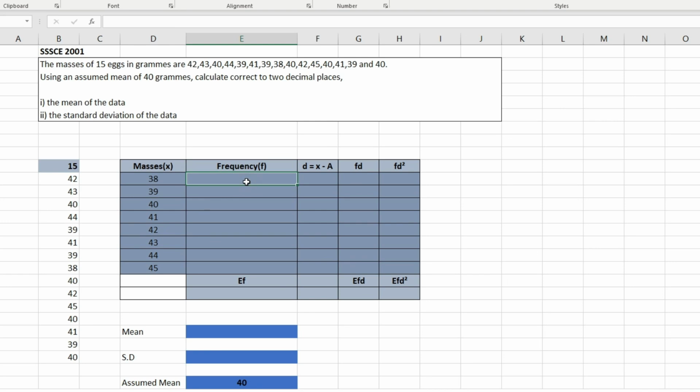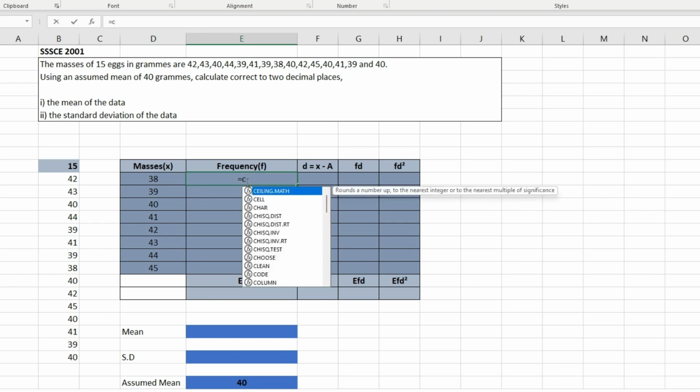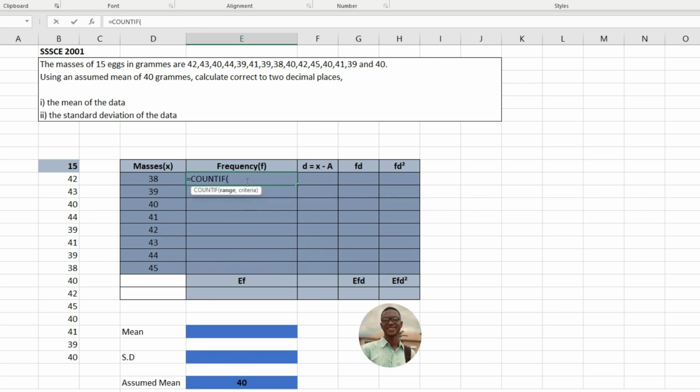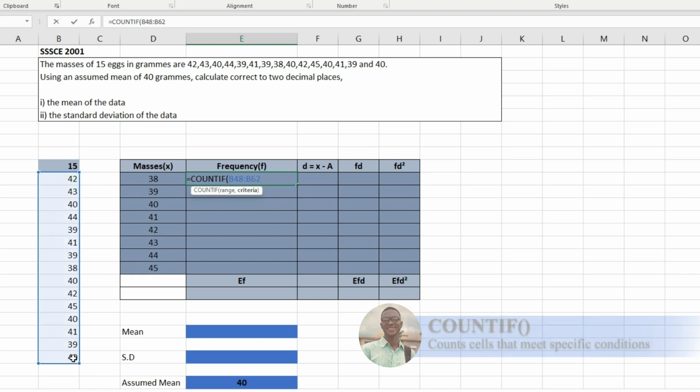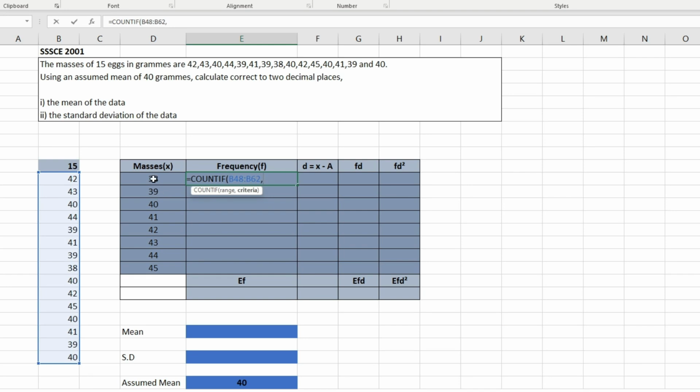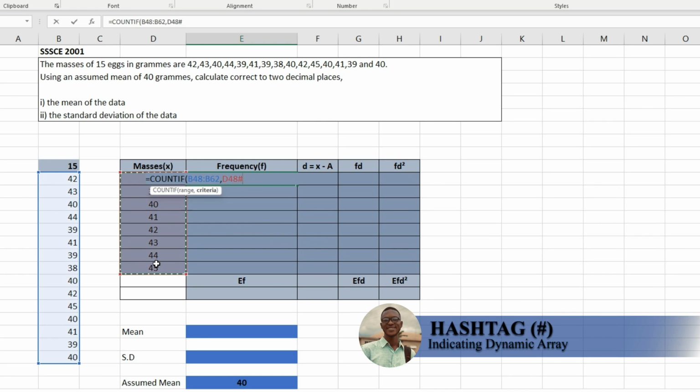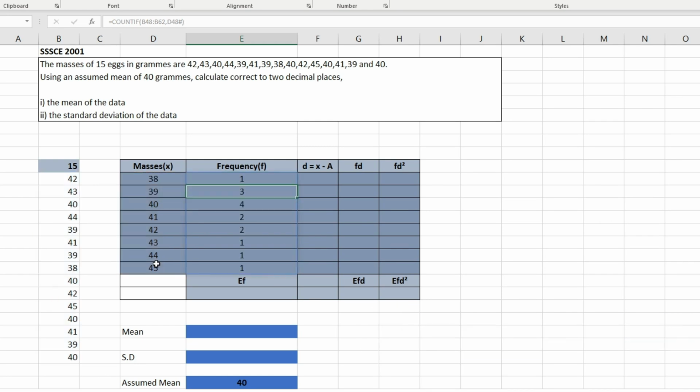Inside our frequency here, we need to count the number of times the 38 occurred from the set of numbers, same as the 39, 40, 41, and then the rest. So over here, I'm going to use COUNTIF. So equal to COUNTIF, hit the tab key, and the range that I need to count will be here, and then comma, my criteria will be this one in here, which is the masses over here. Notice that it is D4, D48, and then the hashtag. The hashtag is just indicating that the selected array includes the whole spilled array. So over here, I can close it and then press enter.